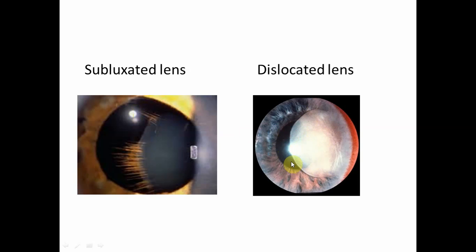Sometimes the lens can move into the subconjunctival space. In that case, we call it a phacocele. Phacocele is basically a lens in the subconjunctival space, which is again a manifestation of a blunt ocular injury.